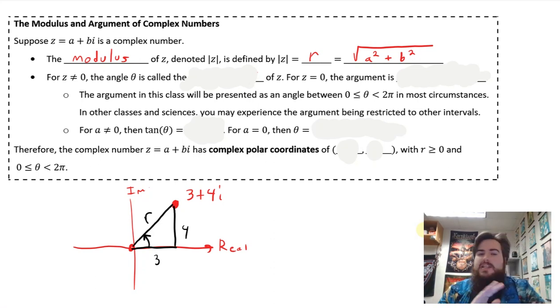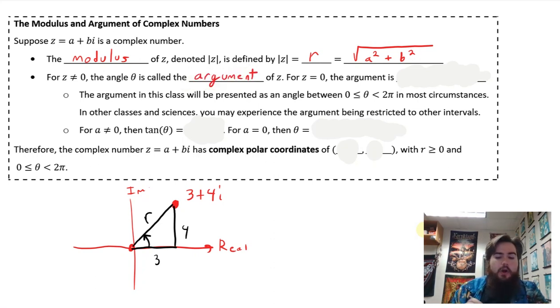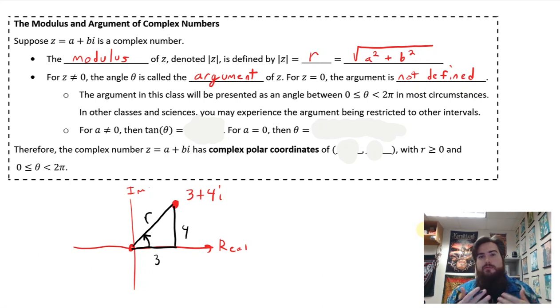Now, for z does not equal 0, meaning we're talking about some complex number that is not just on the pole, so not the number 0, the angle theta we refer to as the argument for z. For z equals 0, meaning we're on the pole, then the argument really does not exist or is not defined. This is because if you have not moved from the center point, then there is not really a defined angle measure for how much rotation we need to turn for that point.